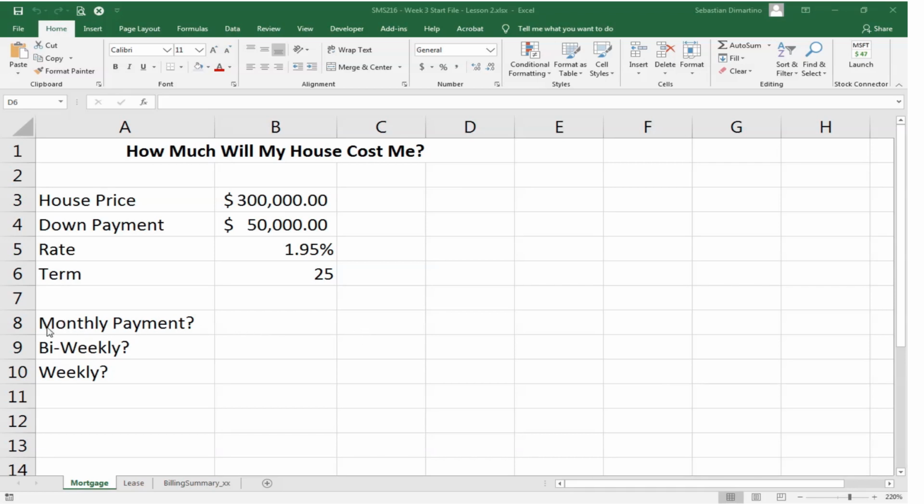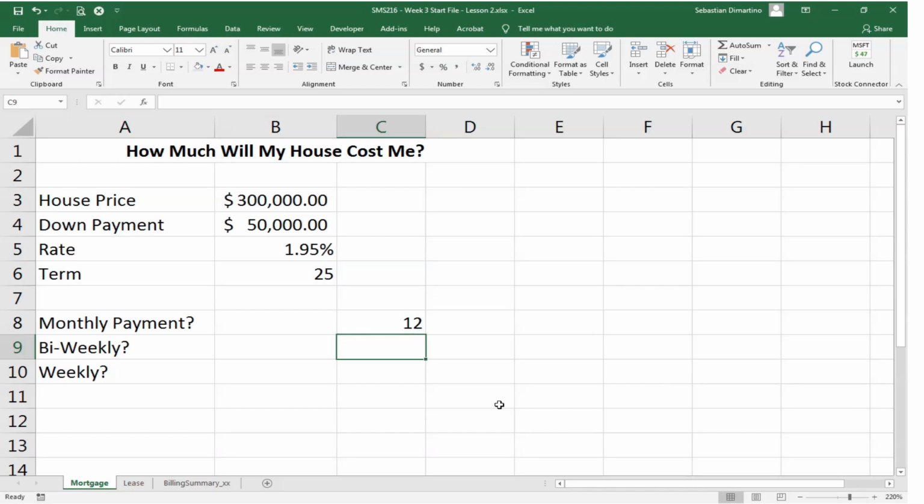So let's take a look here. The difference between monthly payment, bi-weekly payment, and weekly payment is strictly the frequency. And so what I like to do is remind the students, make sure that you know the difference between the frequencies. Monthly, how many months are there a year? Well, there are 12.